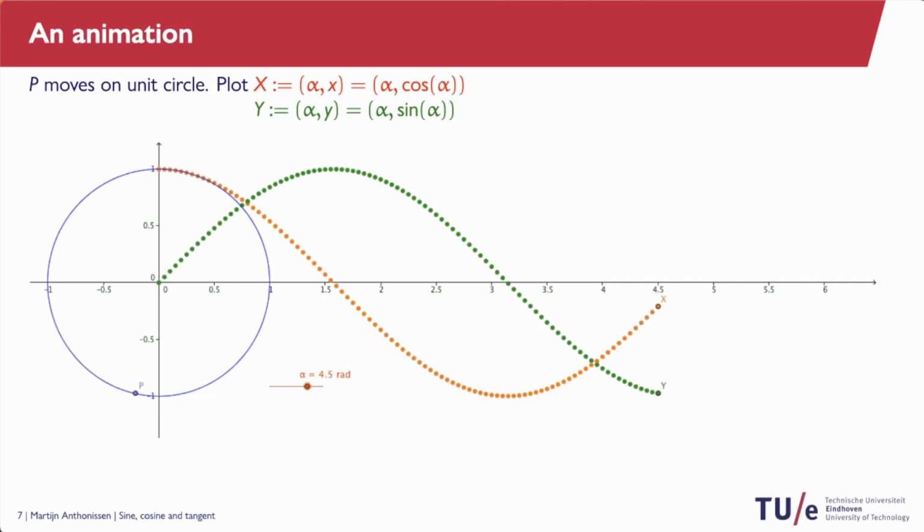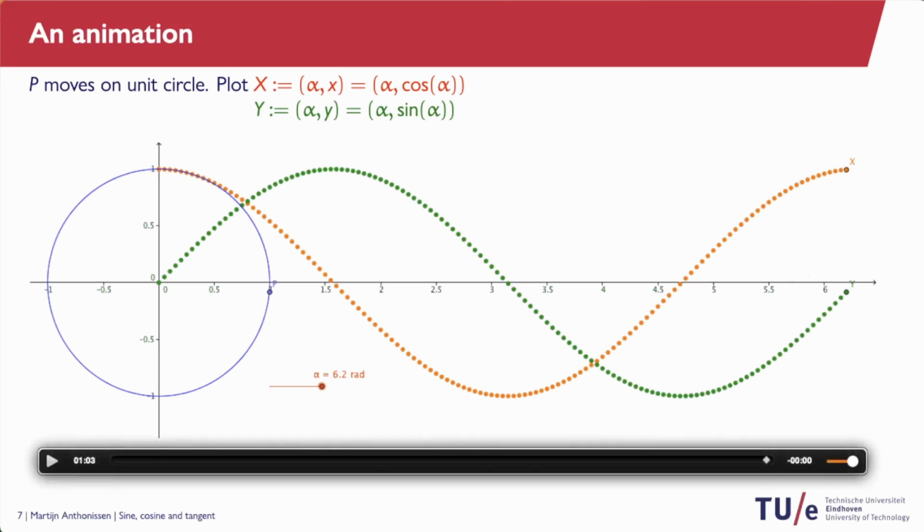If you look in the animation, P is now almost at x is 0, y equals minus 1, and we have almost gone full circle. And when we are there, you will see that the graphs connect. So here you also see that the functions are periodic, and they are periodic with period 2 pi. Okay.